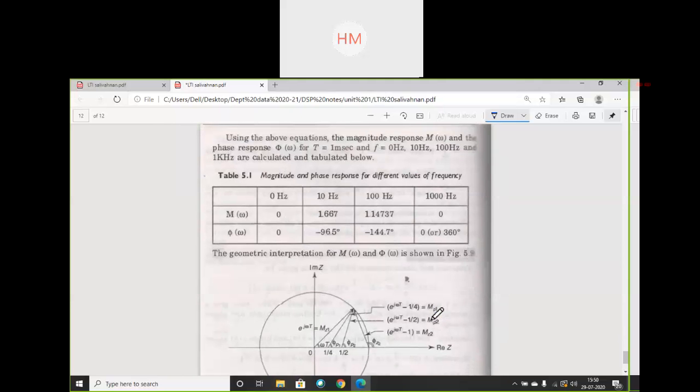So this completes your unit 1 and LTI system interpretation with all the basics of signals and systems. Next class we'll start with discrete Fourier transforms.